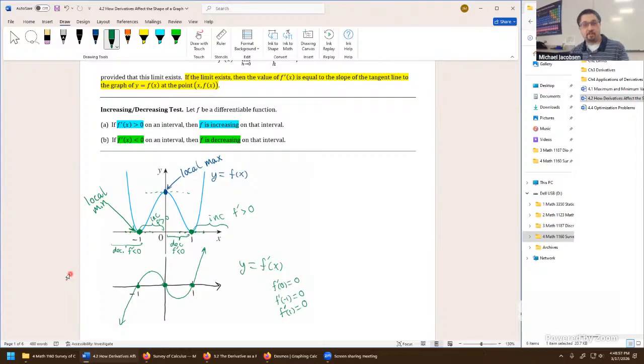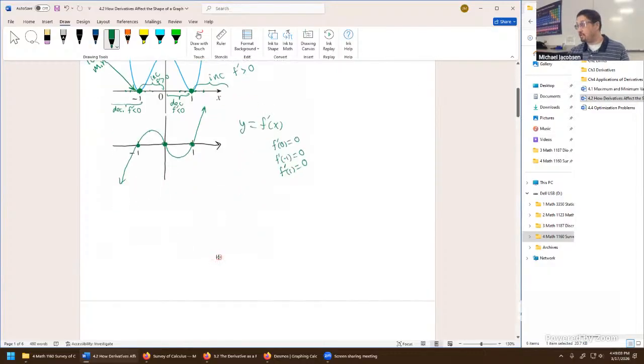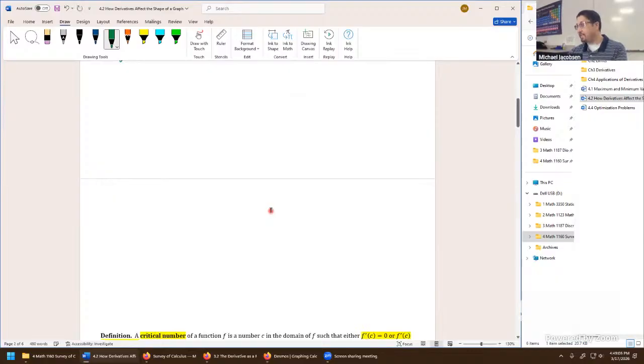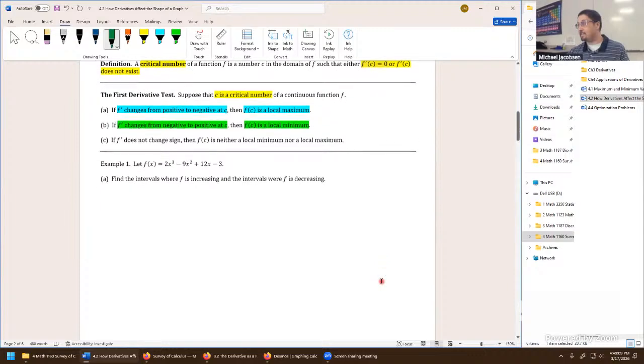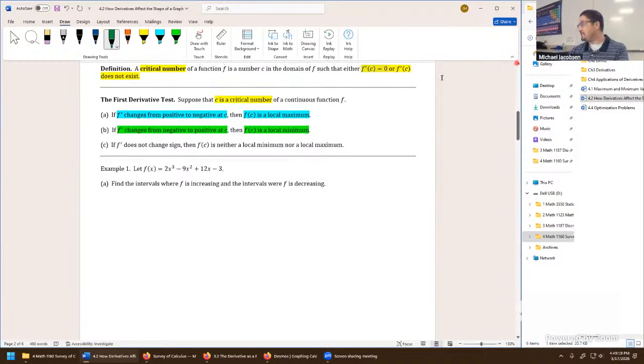Okay, well, here's our first big tool that we're going to use in our optimization section, 4.4. Let me bring it back up. Critical number definition is here just as a reminder. And here's finally the first derivative test. Notice it talks about a critical number right away. So finding the critical number is essentially the first step for almost every problem in this chapter. Once you have the critical number, you can throw it into a first derivative test, second derivative test, and so on, or the closed interval method.